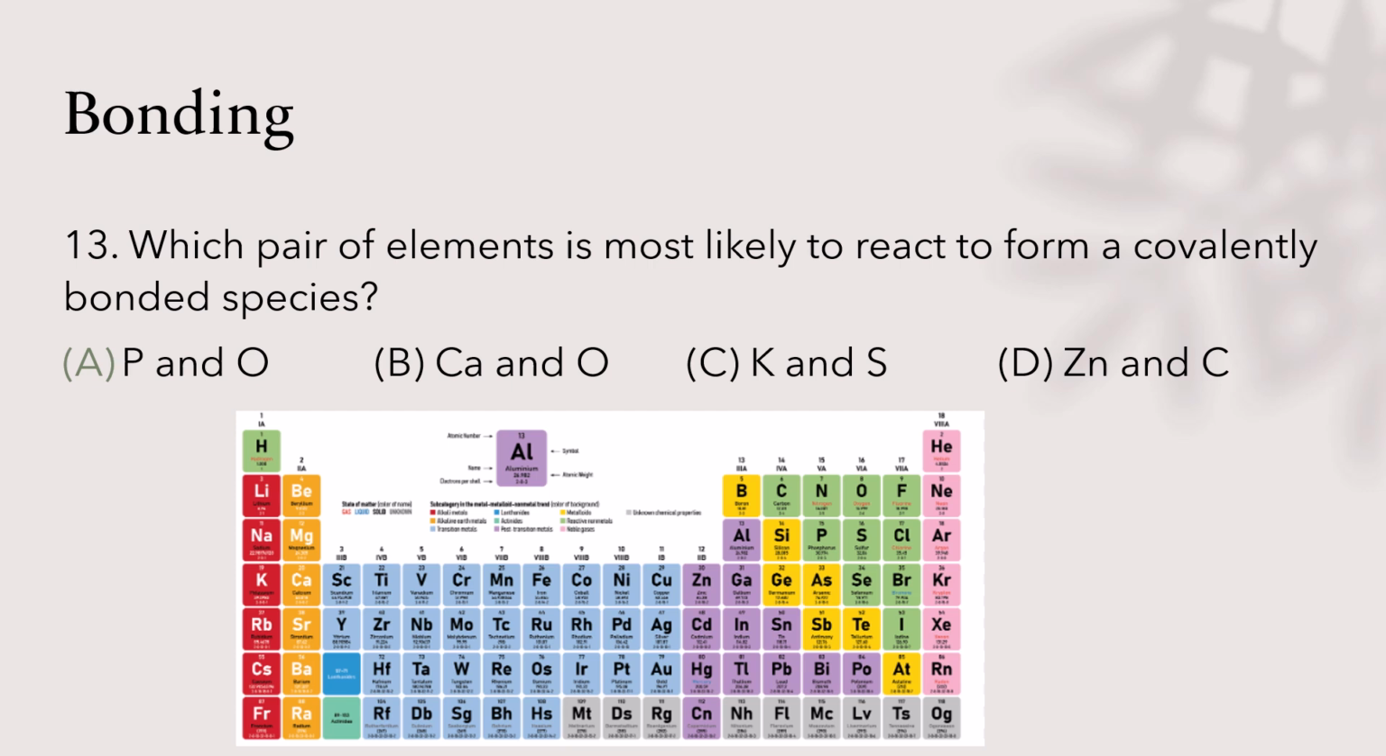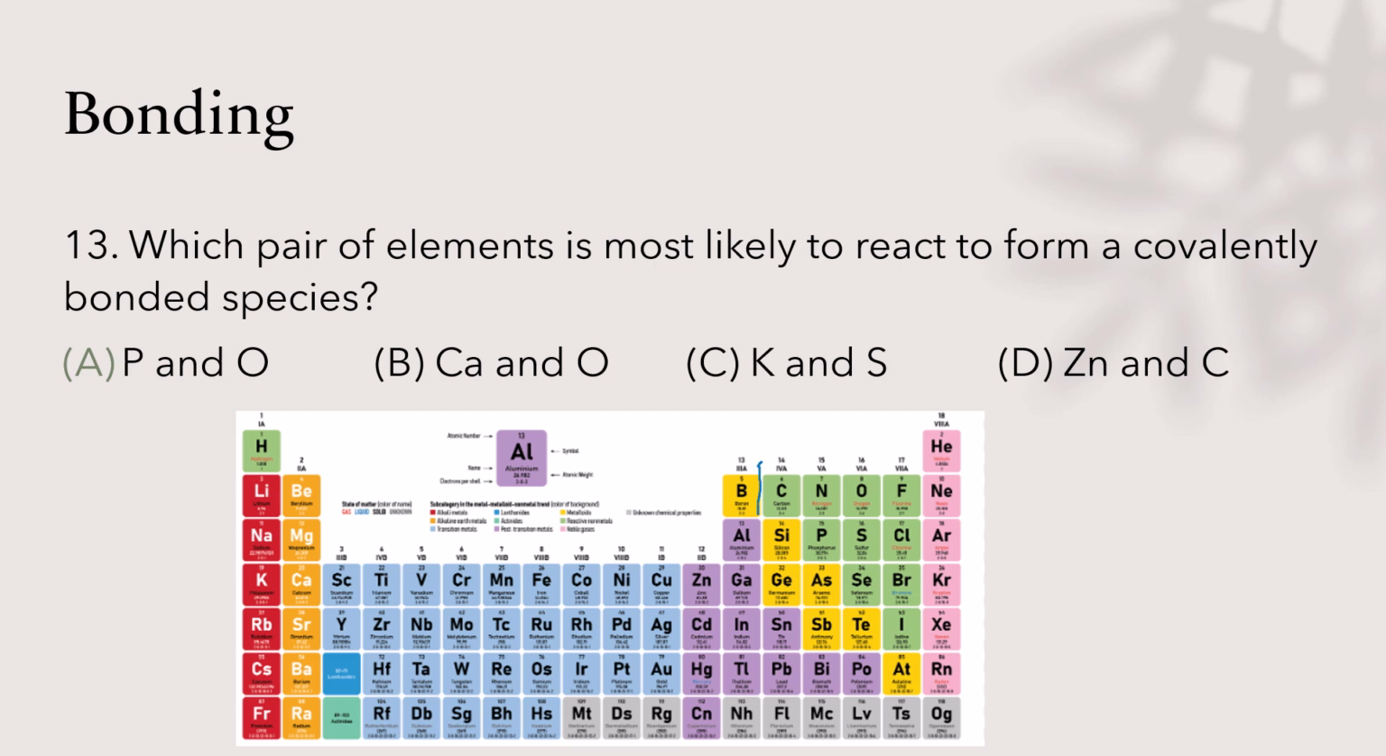Okay, number 13. Which pair of elements is most likely to react to form a covalently bonded species? So for covalent bonds, remember they are either between two nonmetals or between a nonmetal and a semimetal. So you need to be aware of where the metals, semimetals, and nonmetals are on the periodic table. So this one's color-coded. The one you will get is not going to be, okay?